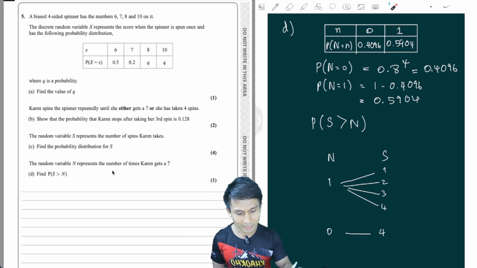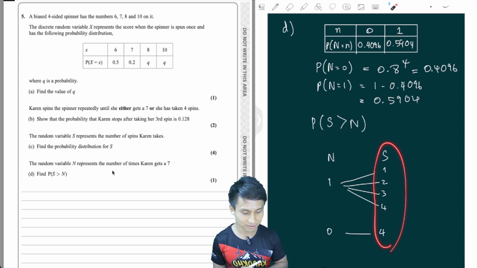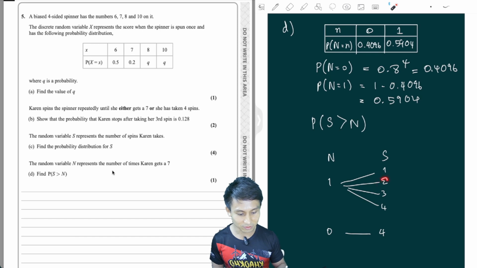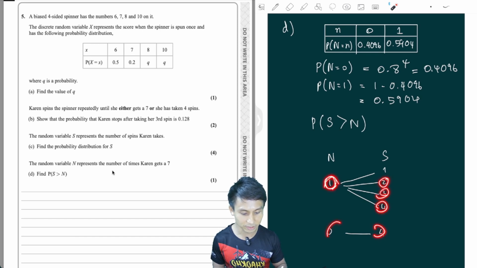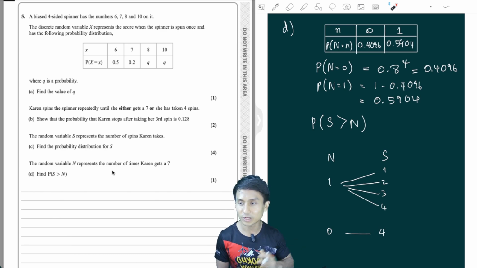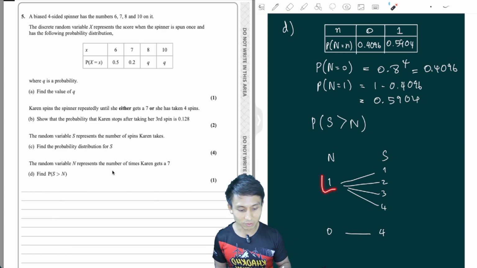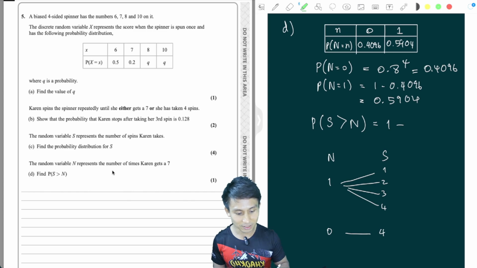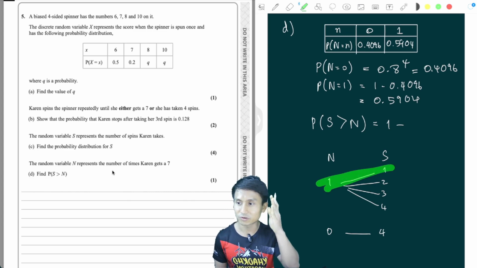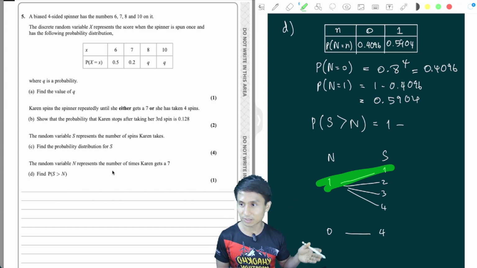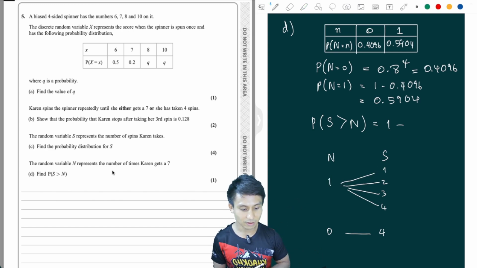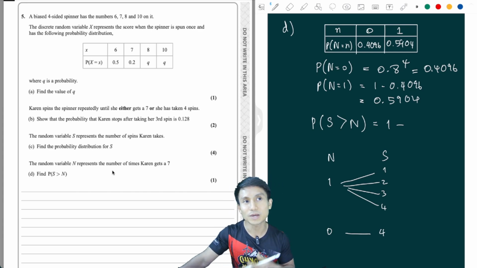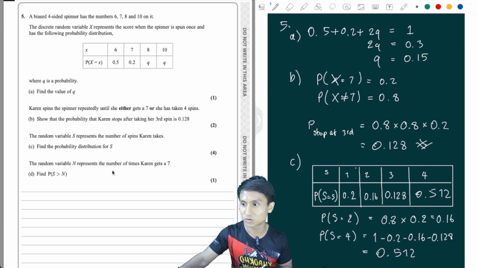Okay? So what is the case where S is greater than N? Well, we have a lot. S greater than N is just 2 and 1, 3 and 1, 4 and 1, 4 and 0. So that's almost all of the possible outcomes between N and S, right? But there is only this, which is not possible. So we're just going to do 1 minus this probability right here, where the number of spins is the same as the number of 7s, which is 1 and 1, right? How do we get 1 and 1? Well, that would be when she spins a 7 on the first spin. 7 on the first spin is 0.2. It's this guy here. That is very lucky, right?